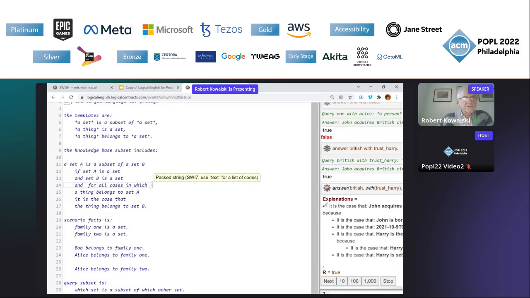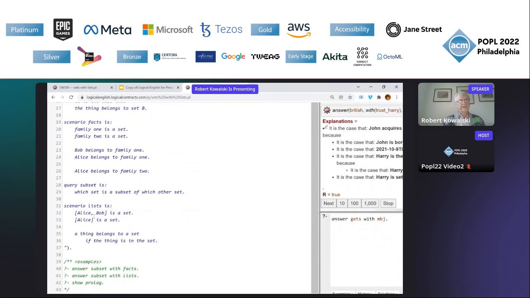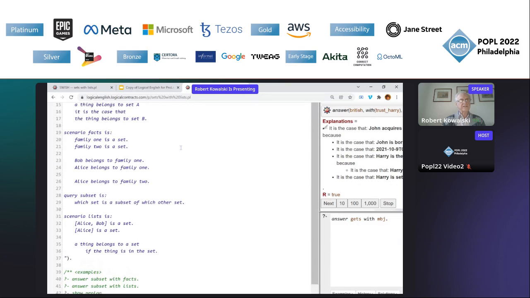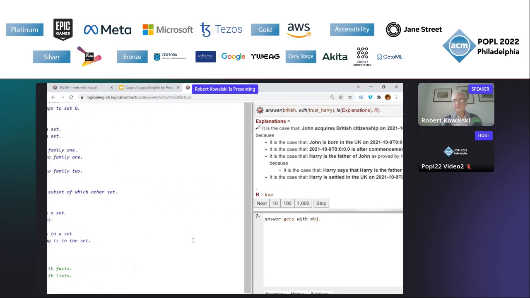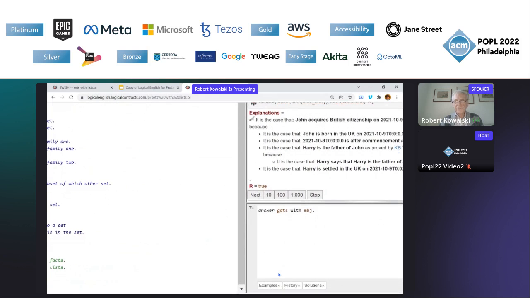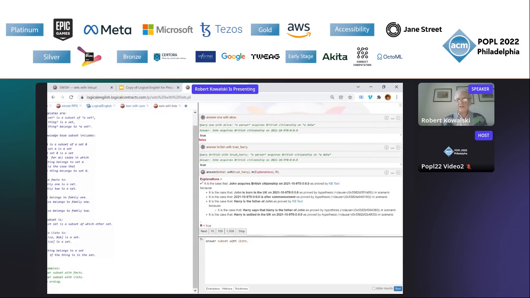And for all cases in which a thing belongs to a set, it is the case that the thing also belongs to the other set. And here we can have sets either represented by facts, two families, two sets, two people belonging to different or similar sets, or we can represent those sets by lists. And we can ask questions. So let's see, I'll just finish by asking a question. Let's look for an answer of which sets are subsets with the lists example.